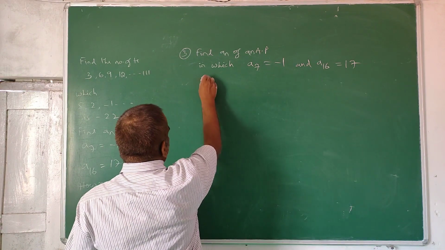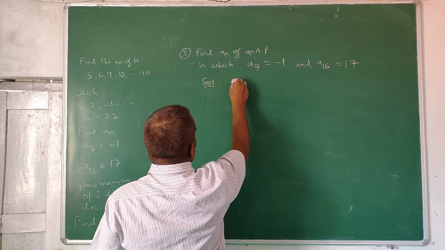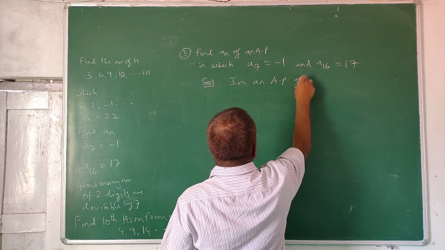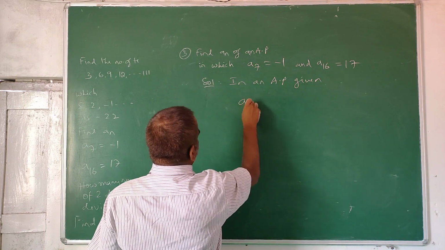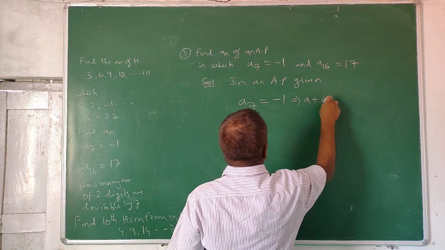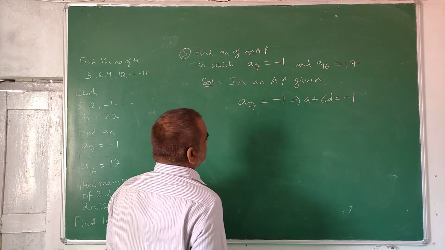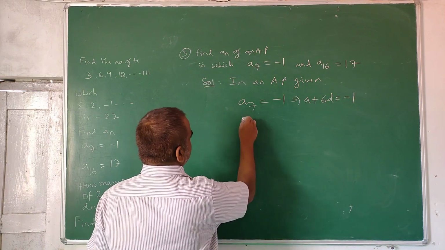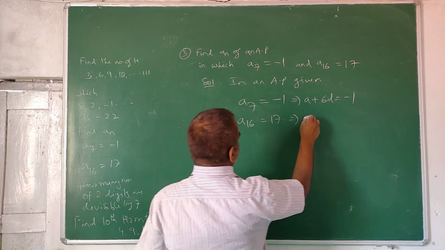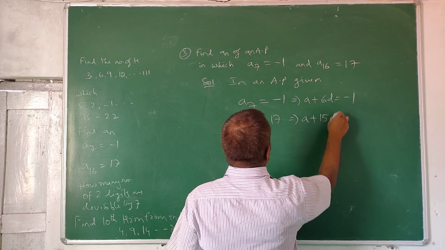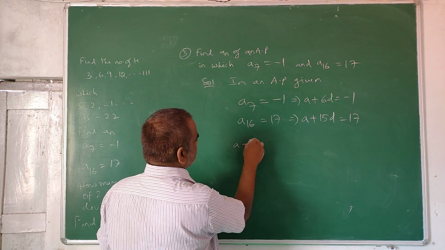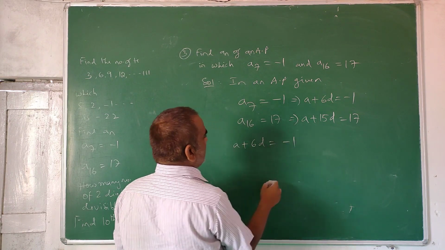So now the solution. Take the given information in an AP. Given that A7 is equal to minus 1. A7 means A plus 6D equal to minus 1. We are also given that A16 is equal to 17. This implies A16, which means A plus 15D, is equal to 17. Now take these equations together and solve.